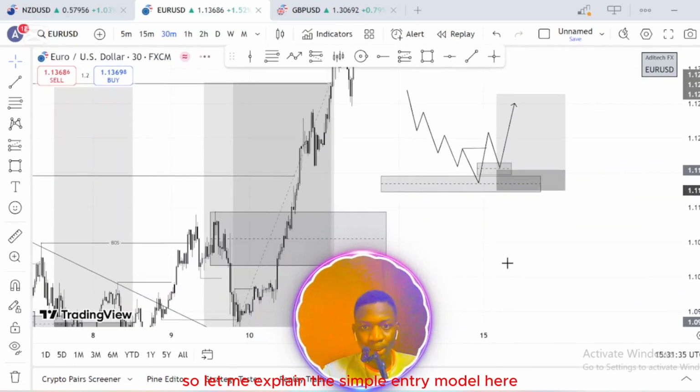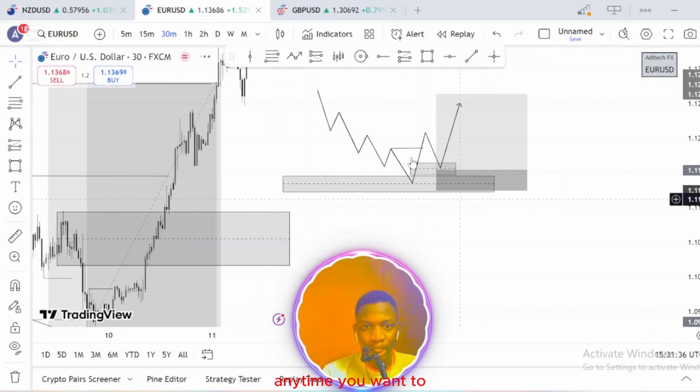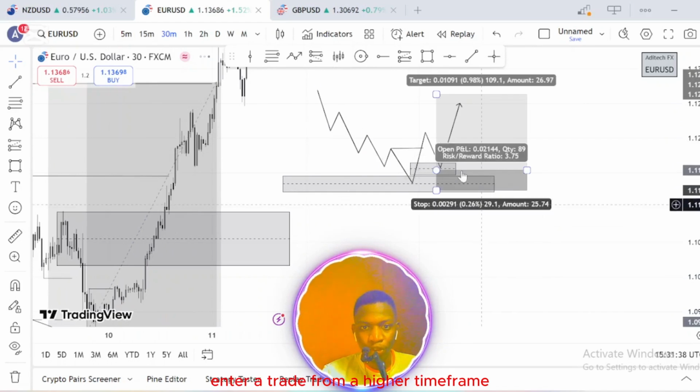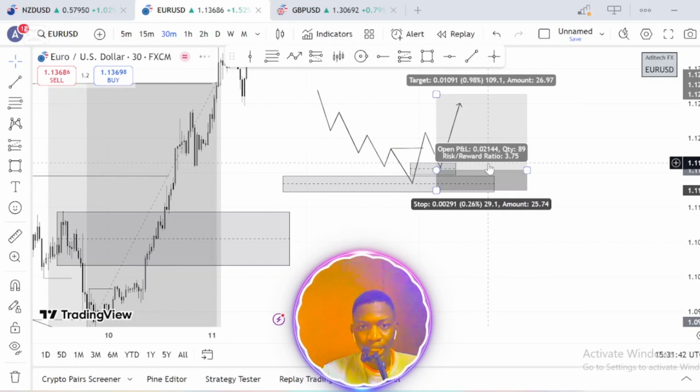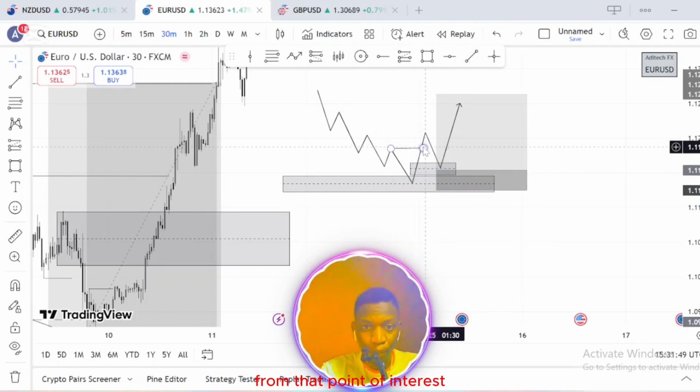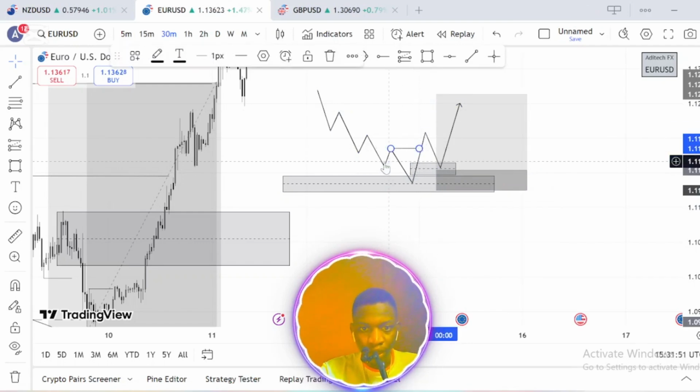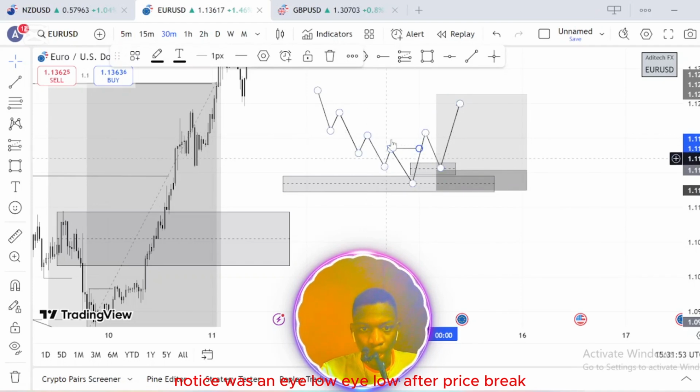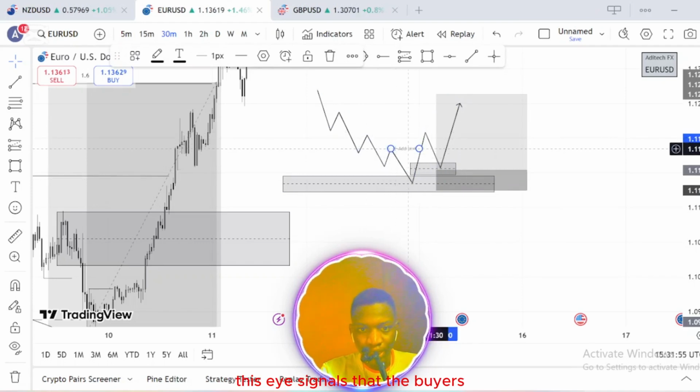So let me explain the simple entry model. Anytime you want to enter a trade from a higher time frame, once we get our buyers on the 2 hours time frame, then switch to the 15 minutes or 30 minutes time frame and find a market structure shift from that point of interest. Notice it was a high, low, high, low. After price breaks this high, it signals that the buyers are entering this market.